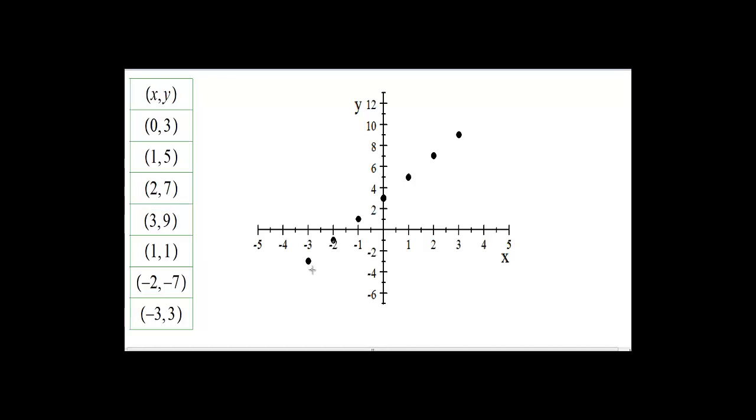Now the pattern is pretty clear, using these points, that the set of points that satisfy the equation y equals 2x plus 3 should be on a straight line. Okay, so if we connected all these points with a ruler, we will get this line, which will be a graph of our equation y equals 2x plus 3.